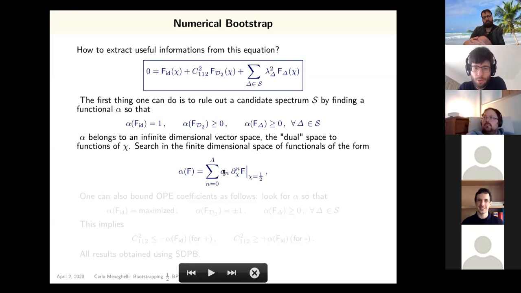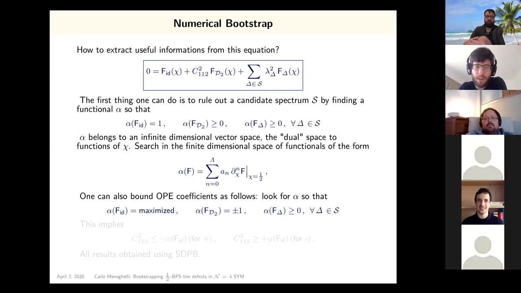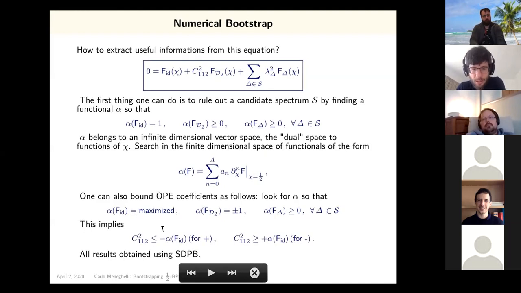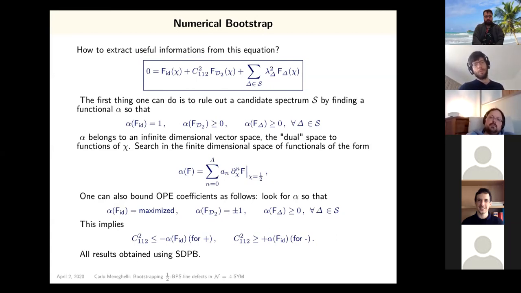But one can also do other things about the OPE coefficient, for example, find lower and upper bounds on it. This is an example. Since time is limited, I will not explain too much what is happening. If you normalize alpha this way, plus or minus one, and it is positive on those, and you try to maximize the value of alpha on the identity, it's easy to see that this implies that C squared is smaller than this value for the plus sign and bigger than this value for the minus sign. It's a simple exercise, but the message is that one can also put bounds on OPE coefficients in this way.